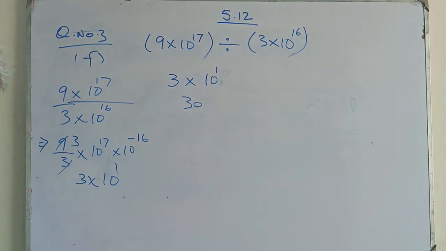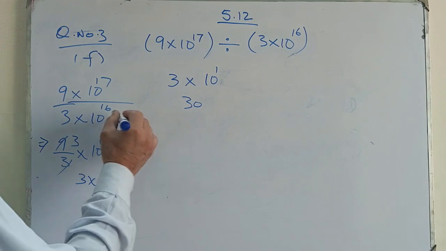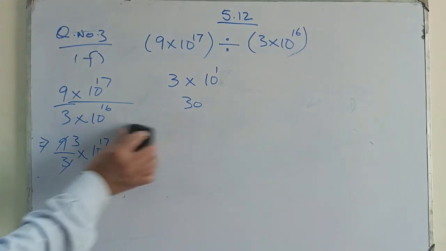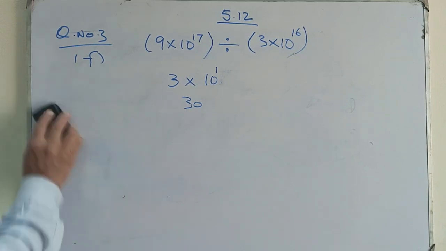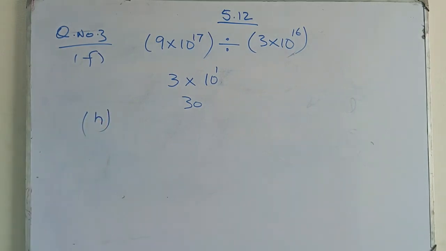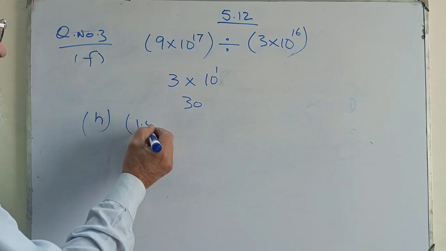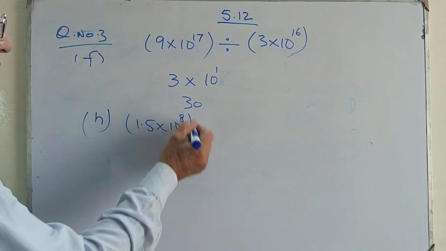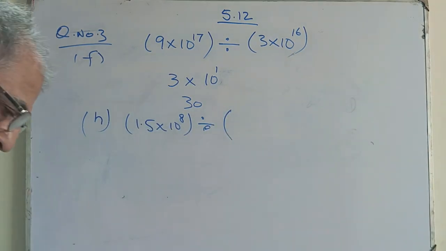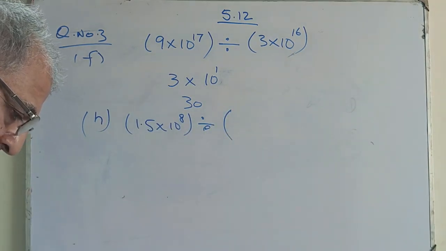Now I'm going to attempt part H from the same question. Part H says 1.5 into 10 raised to power 8, and it is divided by what? It is divided by 5 into 10 raised to power 4.